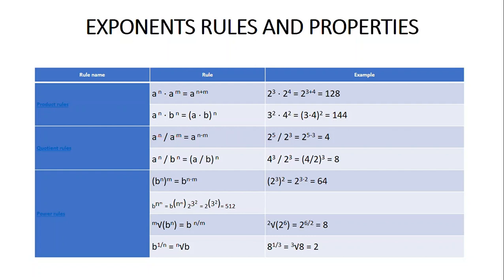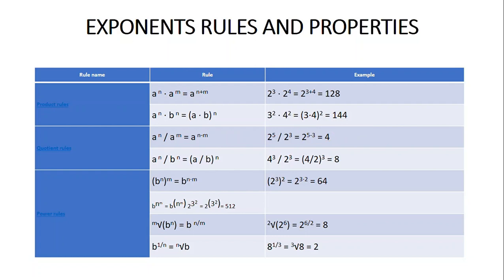Example, 2 to the fifth power divided by 2 to the third power. It's going to be 2, because the base is the same, to the 5 minus 3. In other words, 2 to the second power. 2 to the second power is 2 times 2, which equals 4.